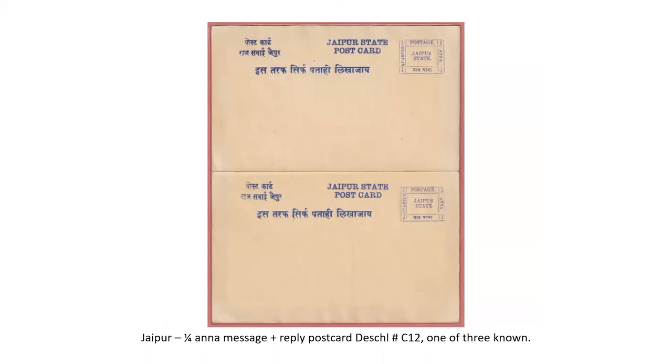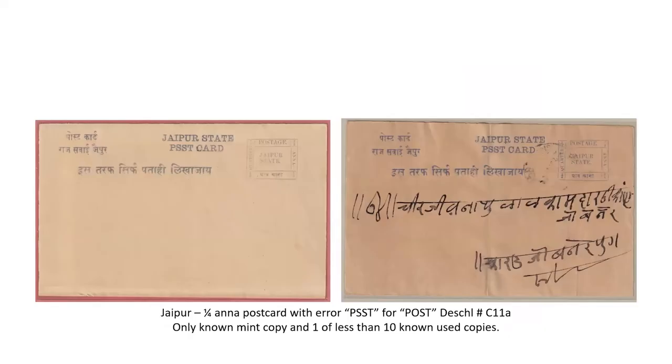Here we have a message and reply card of the very early issue of Jaipur postcards. This is believed to be one of three known. Here we have a really interesting error. If you notice in the middle, it says Jaipur State, and then it says PSST card instead of POST, postcard. It's a very famous error. Believed to be the only known unused example, and less than 10 used examples are known.